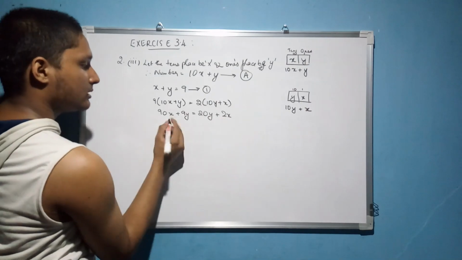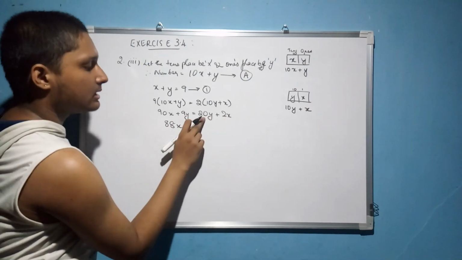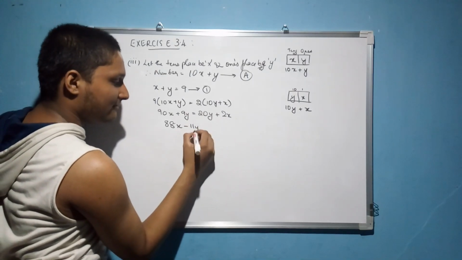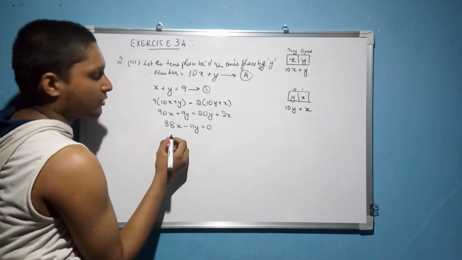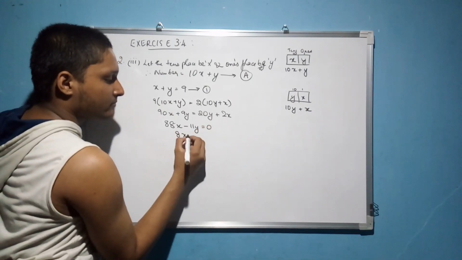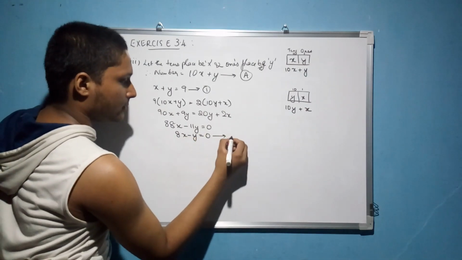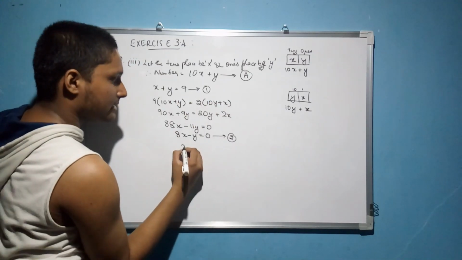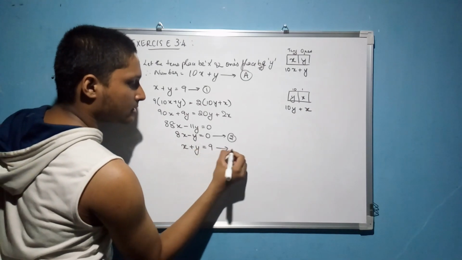90 minus 2, you are going to get 88x, and you have 9y and this 20y, you are going to get minus 11y is equal to 0. I'll divide by 11 on both sides, you get 8x minus y is equal to 0. This is the second equation that I got from the second case. What was the first equation? It was x plus y is equal to 9.